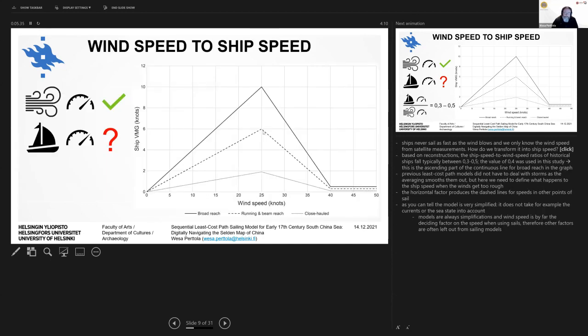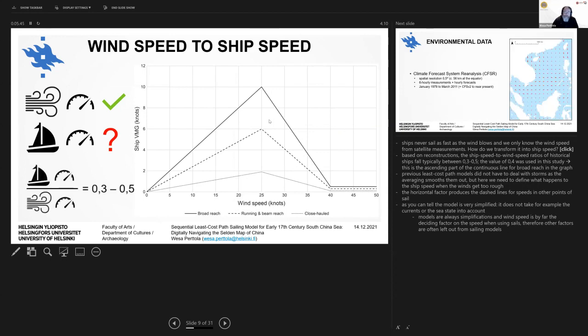Ships never sail as fast as the wind blows, and we only know the wind speed from satellite measurements. How do we transform it into ship speed? Based on reconstructions, the ship speed to wind speed ratios of historical ships fall typically between 0.3 and 0.5. The value of 0.4 was used in this study. And this is how we get the ascending part of the continuous line in the graph.